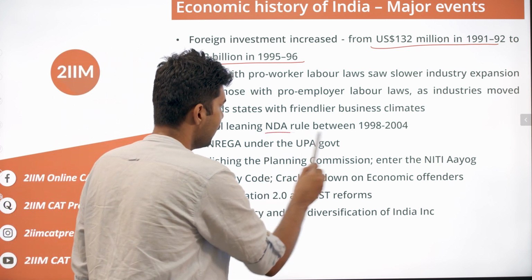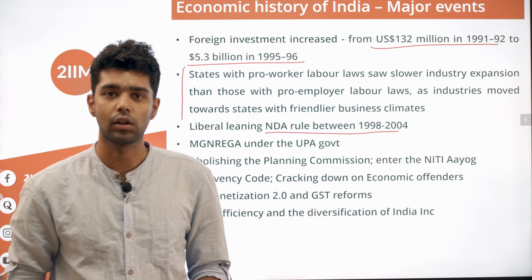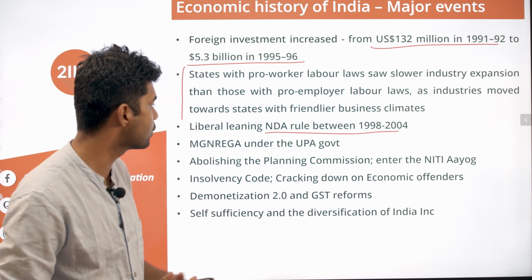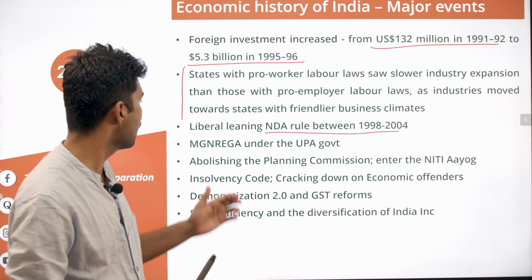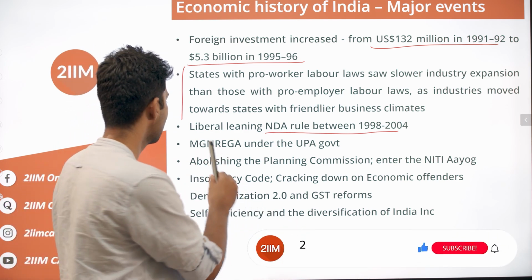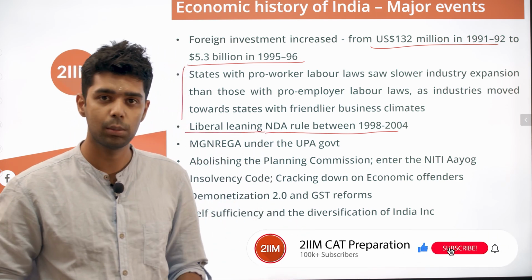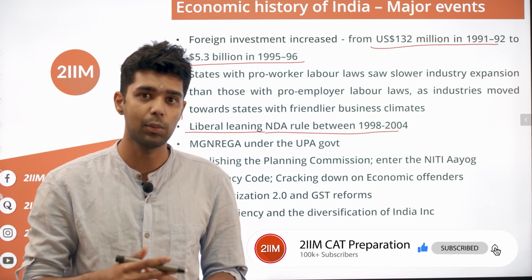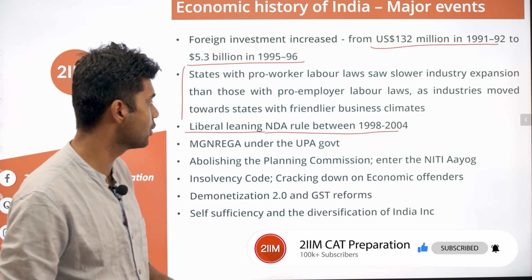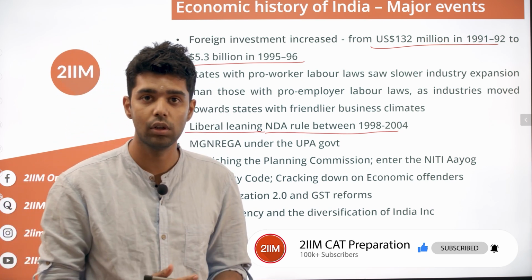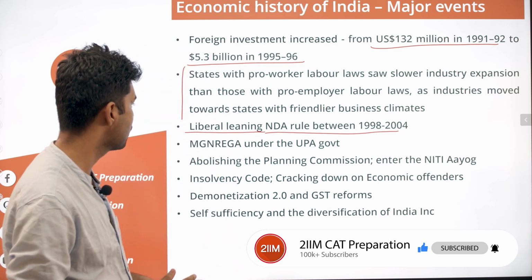There is also this NDA rule. Congress government had ruled the country for a very long time. The NDA rule was between 1998 and 2004 under the Vajpayee government. So the Vajpayee government, the NDA alliance, was in general economically liberal. So they were very much in favor of liberal policies. So they liked the LPG reforms. They continued it across. They accelerated the growth up until 2004.